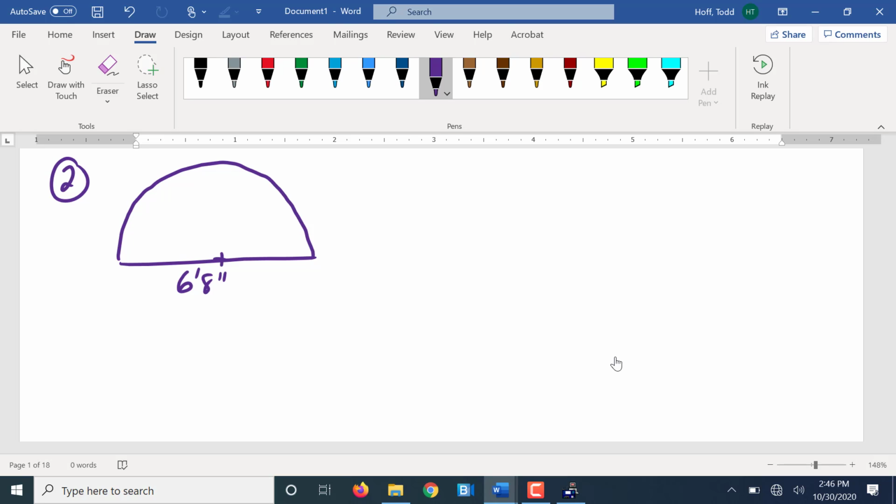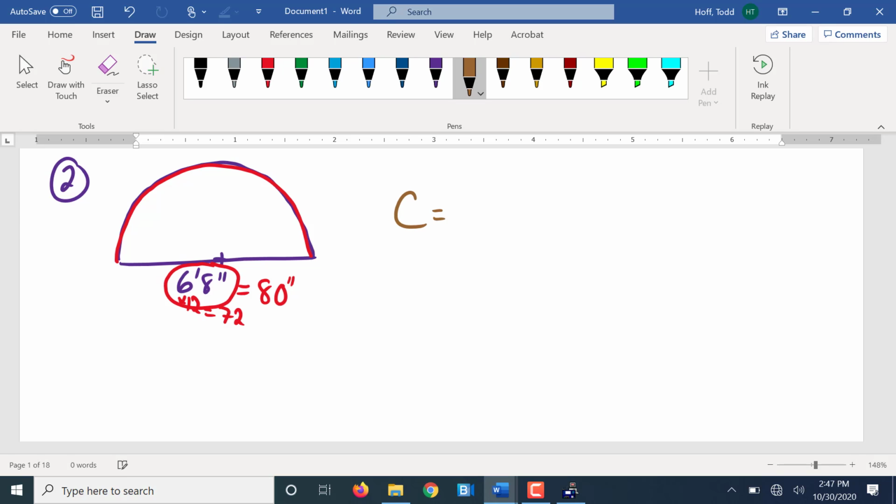So the first thing we need to do is find the perimeter around this. So I'm going to find the distance around this half circle first. To do that, it's easiest if I convert this all into 1 unit. I'm going to convert it all into inches. 6'8", how do I turn that into inches? 6 times 12 is 72, plus 8 is 80, so that is 80 inches.